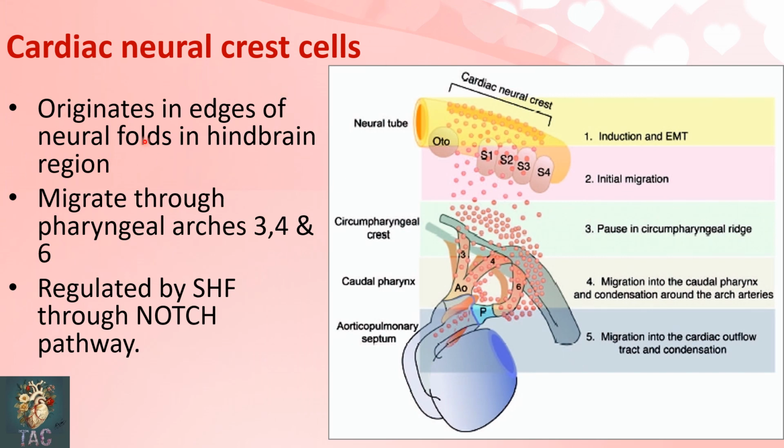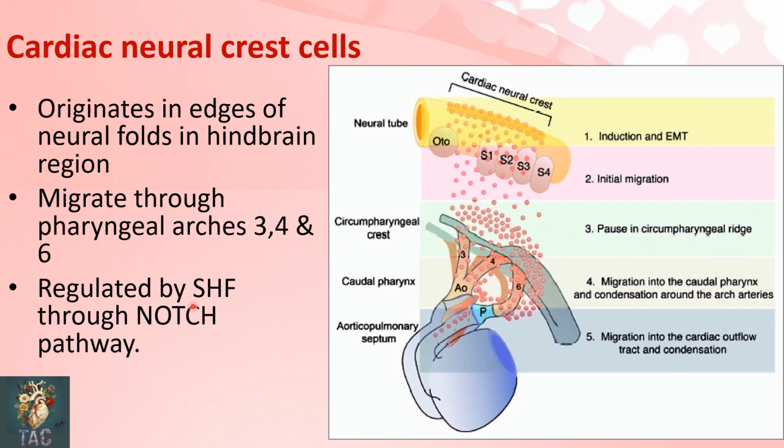Neural crest cells originate at the edges of the neural folds in the area of the hindbrain. Then they migrate through this area, which is the initial migration, and pass through the circumpharyngeal ridge. They migrate through pharyngeal arches 3rd, 4th and 6th, which is another MCQ. This migration, their arrival, and the formation of the aorticopulmonary septum are all regulated by the secondary heart field through the Notch pathway.